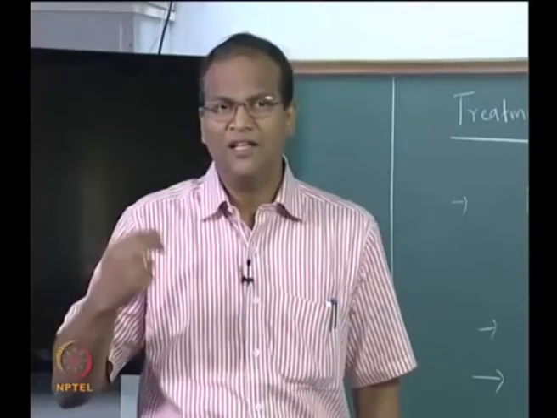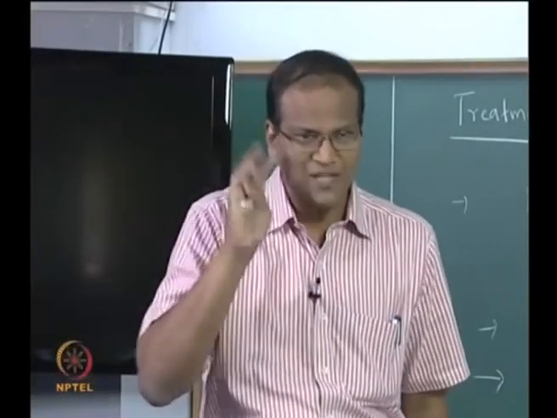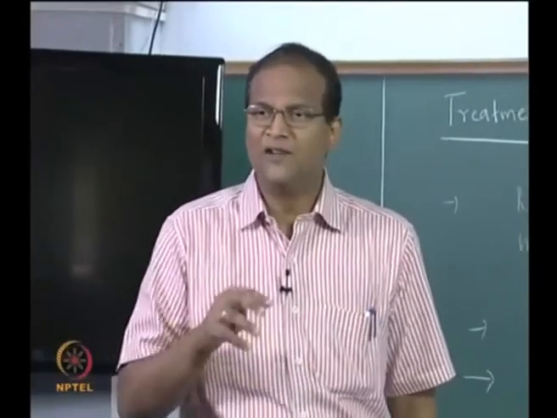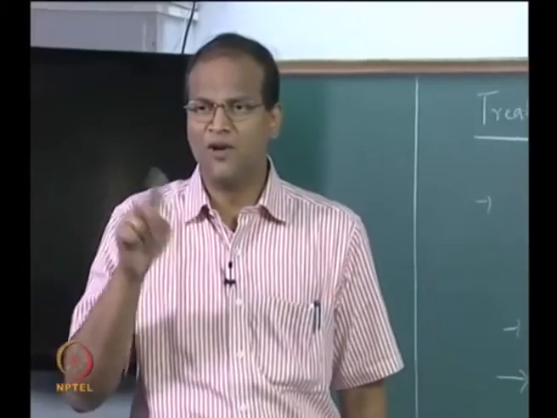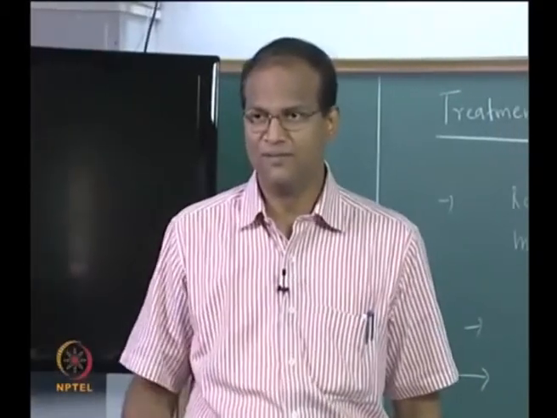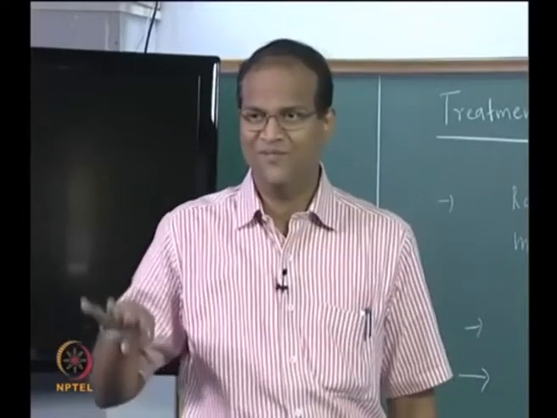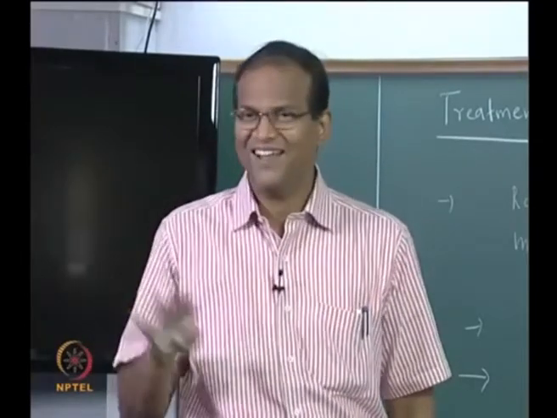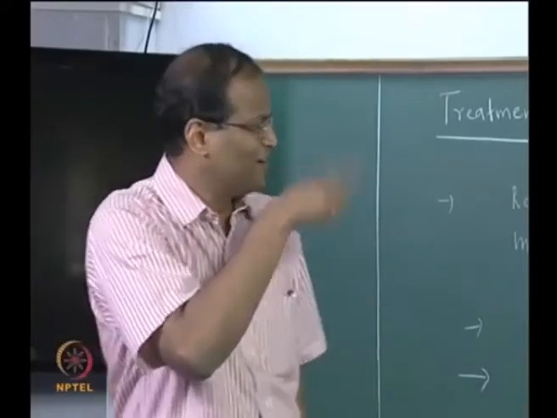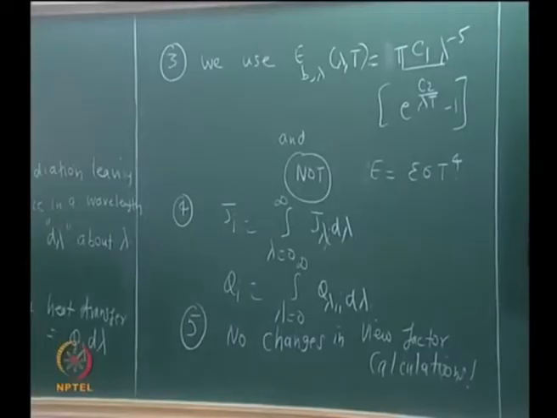Suppose I have a 3 surface enclosure, and for each surface I give you epsilon 1, epsilon 2, epsilon 3 for 3 different regions of lambda. You will calculate all this for 0 to lambda 1, then for lambda 1 to lambda 2, then lambda 3 to infinity and so on. Finally you can add up all the radiosity, add up all the Q, as a linear addition will work.